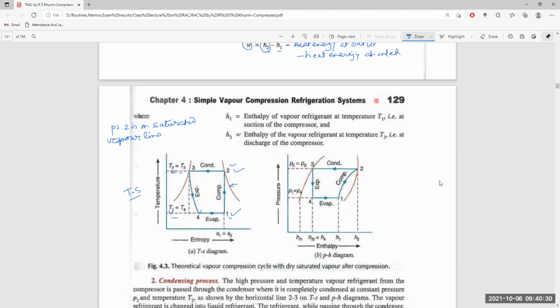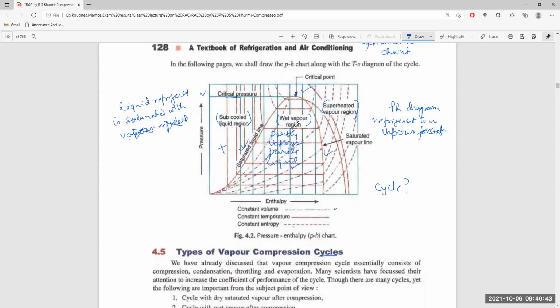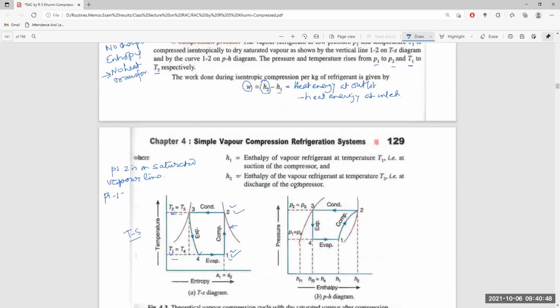But what is point 1? Point 1 is in the wet vapor state, which I have shown you here. This is the wet vapor region. So point 1 is in the wet vapor region.